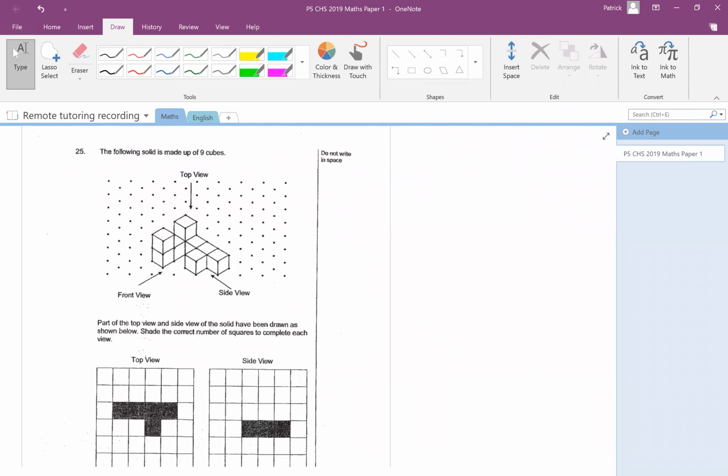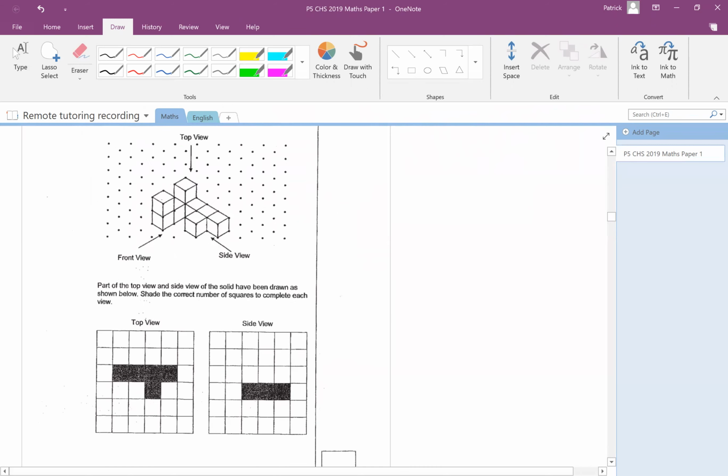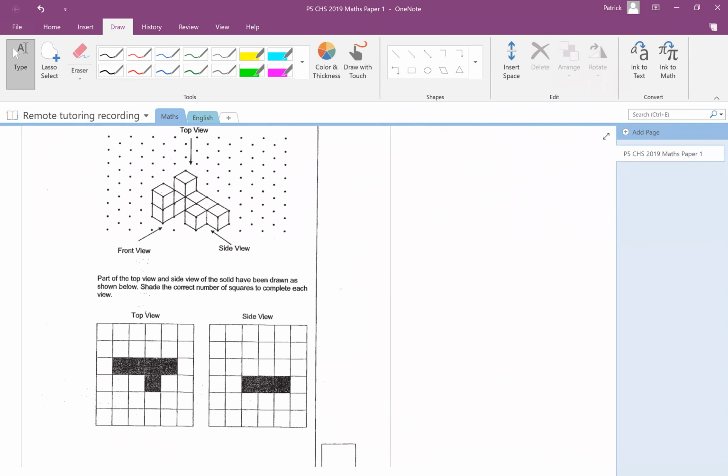Next, question 25. The following solid is made up of 9 cubes. Shade the correct number of squares to complete each view. So from the top view, you need a bit of visualization skills. 1, 2, 3, 4, right? Then here from the top, you will see 1, 2, and 3. Because from the top, you won't be able to see this little gap inside. But because there's still a block here, you will be able to see something over here. Hence, you will shade this one that's in the middle, and you will also shade the more obvious one on the top here. 1, 2, 3.